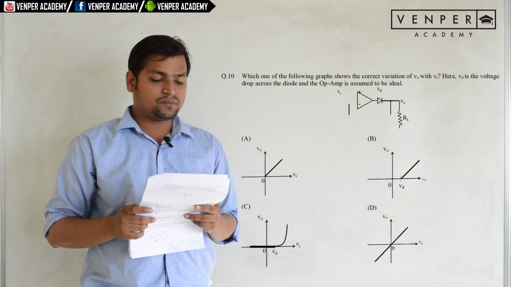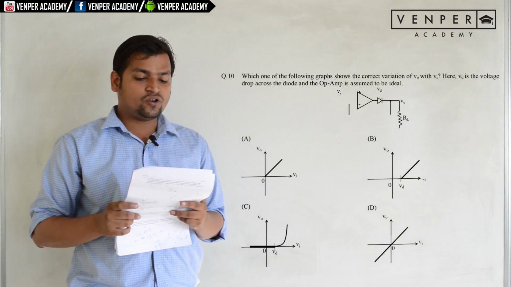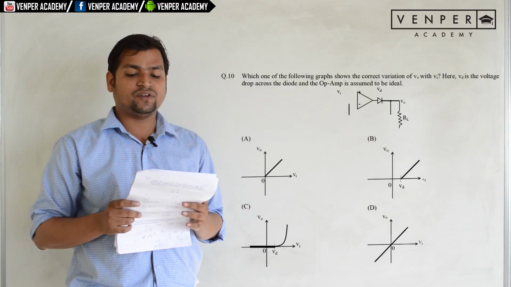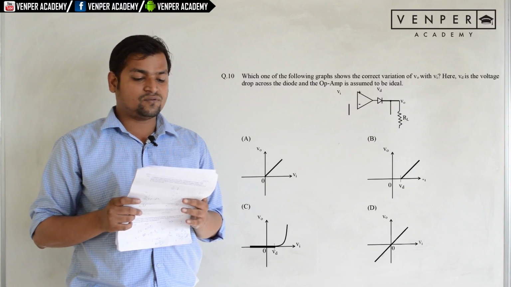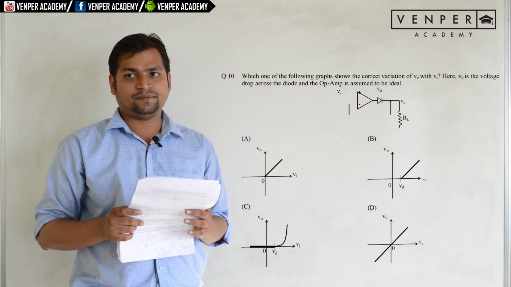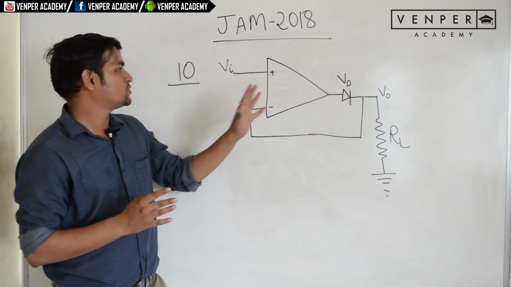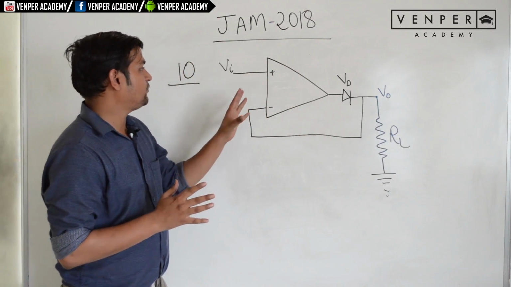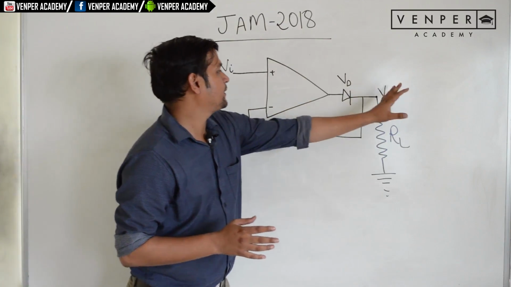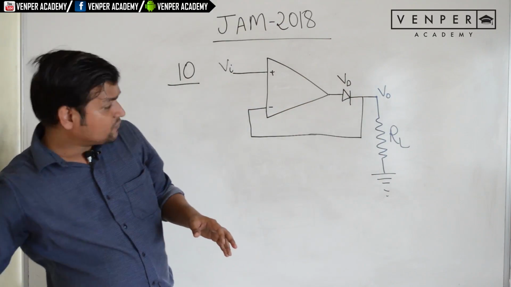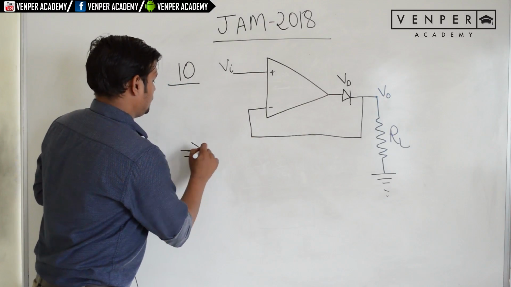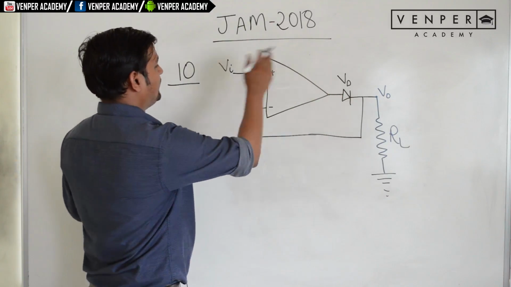Okay, see question number 10. Which one of the following graphs shows the correct variation of V0 with Vi? Here Vd is the voltage drop across the diode and the op amp is assumed to be ideal. Okay, see the solution of question number 10. Here one op amp is given and the input voltage is given, and we have to find the graph between V0 and Vi.